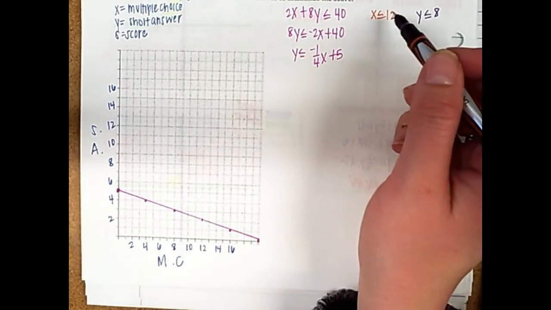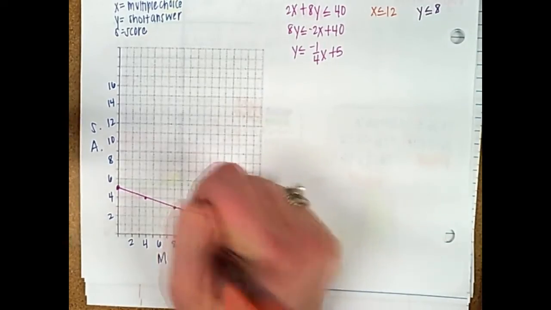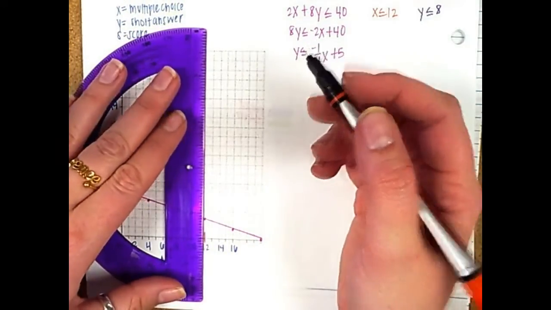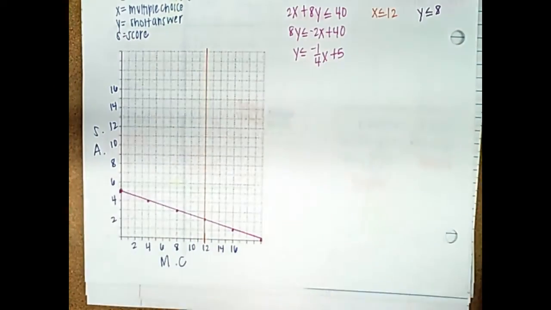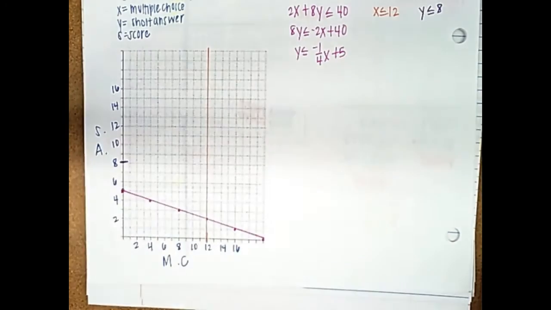Okay, so x is less than 12 is going to be a vertical line at 12. So it's going to be right here at 12. We're just going to draw a vertical line like this. And then my last one, y is less than or equal to 8, is just going to be a horizontal line at 8.